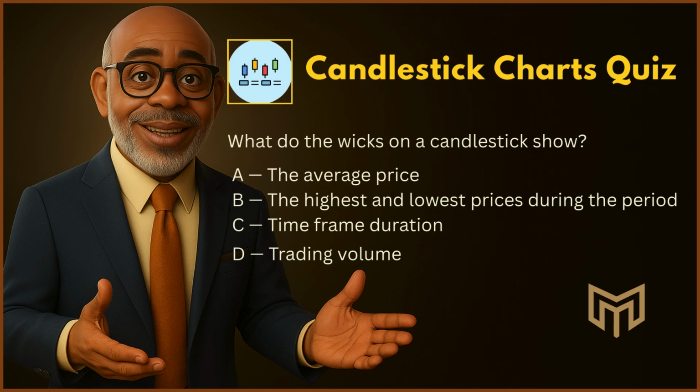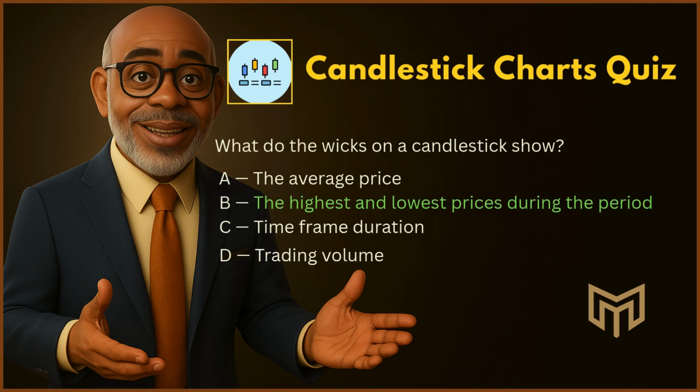The correct answer is B, the highest and lowest prices during the period. The wicks mark the true extremes of price movement, showing how far buyers or sellers pushed the market during that time frame.